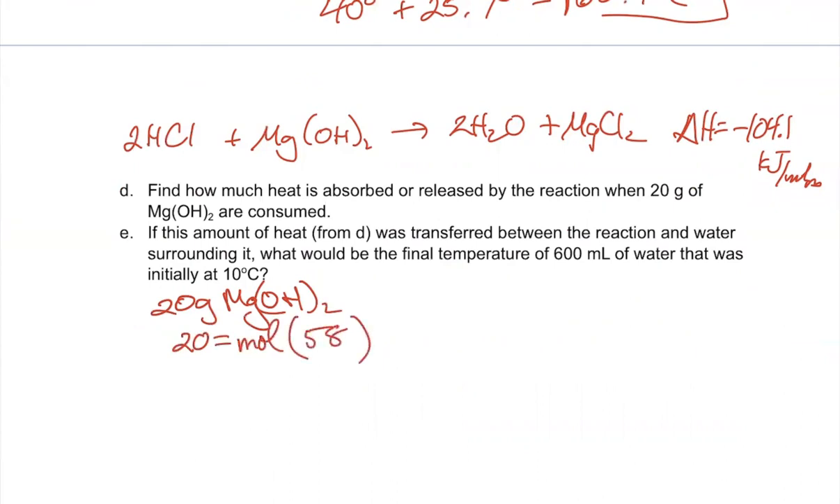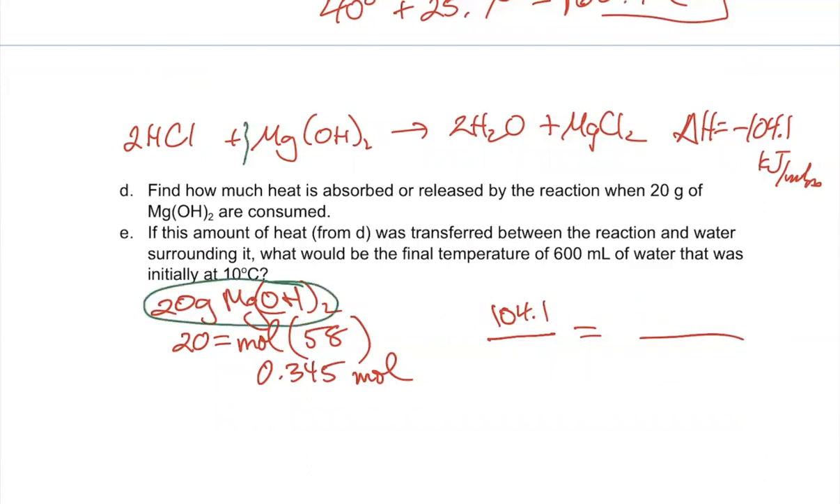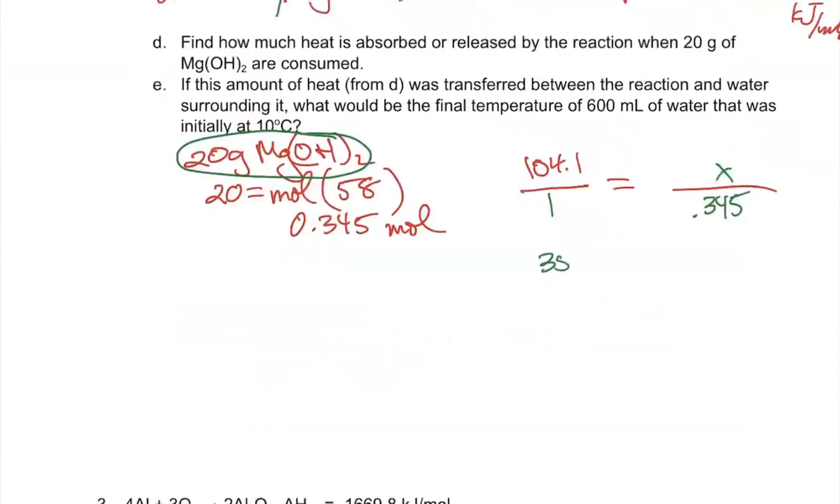The molecular weight of MgOH2 is 58, so 20 divided by 58 gives me 0.345 moles. Same reaction, so I'm using the same heat of reaction. But now, since I have the moles of MgOH2, I'm going to use the coefficient of MgOH2 there. Solving for X, I get 35.9 kilojoules, still released, still an exothermic reaction.